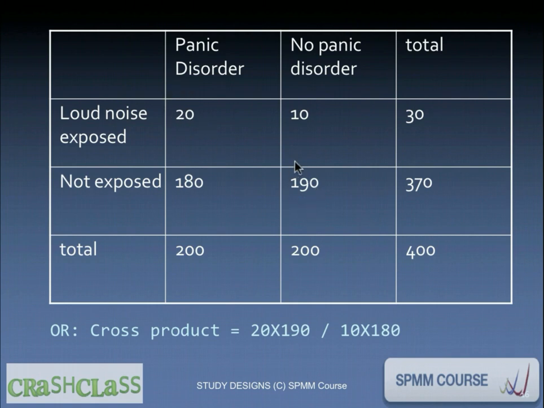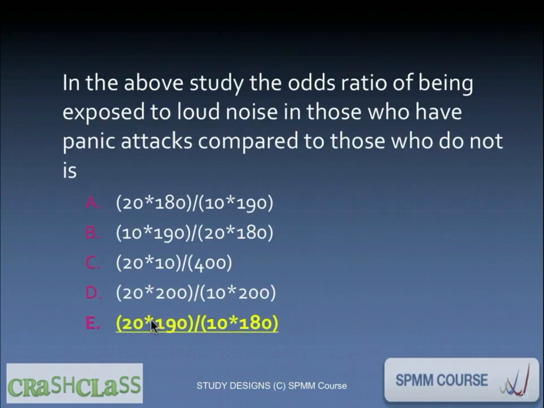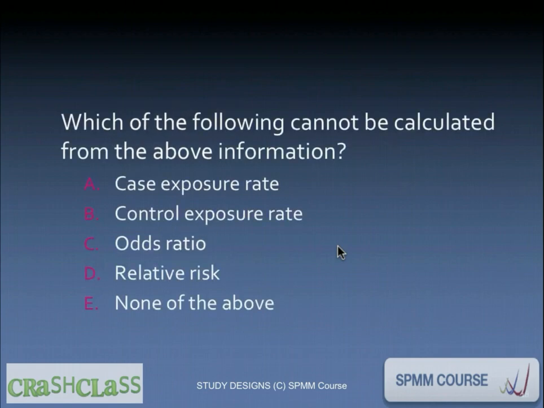20 multiplied by 190 divided by 10 multiplied by 180. Odds ratio is a cross product ratio. So you multiply 20 with 190 and you divide that by 10 into 180. Whenever somebody asks you to calculate odds ratio, just put an X on the table. 20 into 190 divided by 10 multiplied by 180. That is choice E, and that's the odds ratio for this 2 by 2 table.